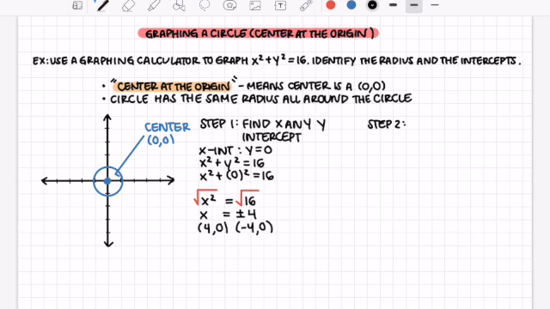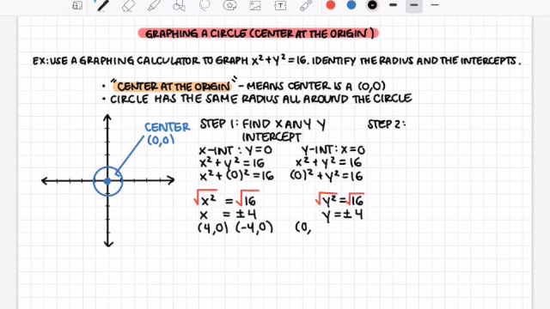Then for my y-intercept, I'm going to substitute x for 0 instead. And if I substitute x for 0, then for x squared plus y squared equals 16, I'll have instead 0 to the power 2 plus y to the power 2 equals 16. And again, I'm going to square root my y to the power 2. Square root it, and I get left with y equaling positive and negative 4. So my ordered pairs are 0, 4, and 0, negative 4.